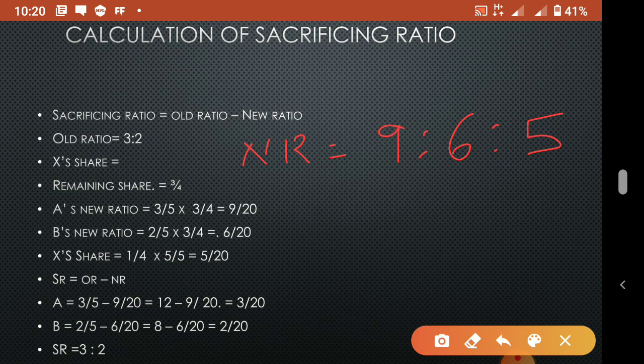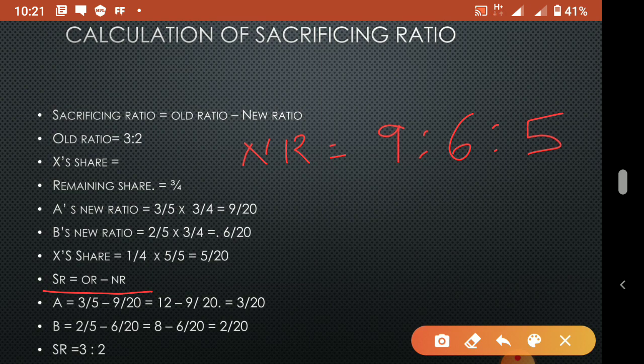Now how to calculate the sacrificing ratio? Old ratio minus new ratio. The old ratio we know is 3:2, so A and B sacrifice. Remember, the sacrifice ratio is only for the old partners. Don't calculate sacrifice for the new partner, and it is not possible also, because the old ratio is not available for the new partner.